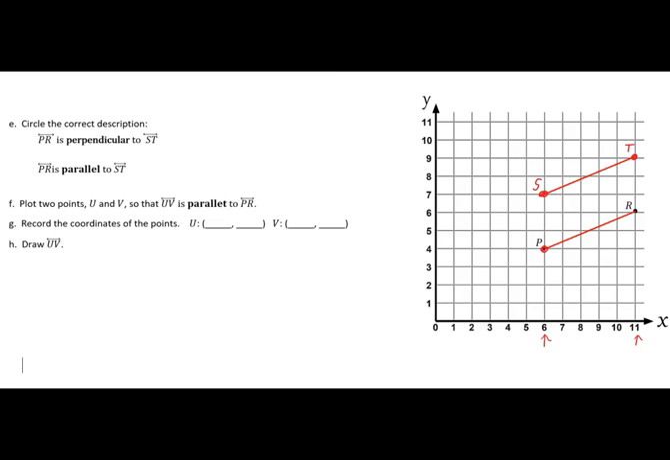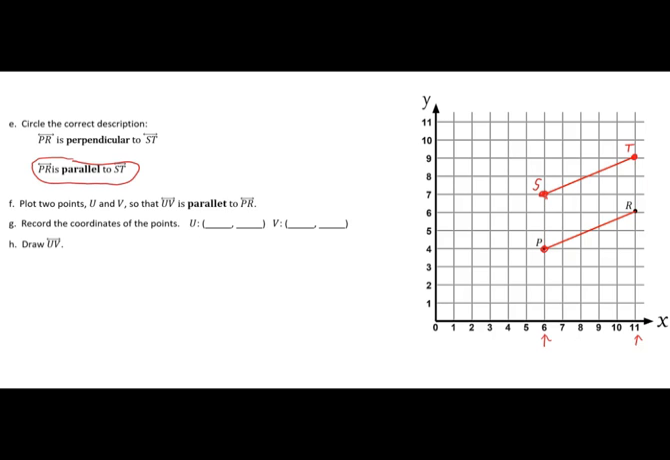Question E says, circle the correct description. PR is perpendicular to ST, or PR is parallel to ST. So my lines or line segments are both running in the same direction, and you can see that they remain the same distance apart. The distance from P to S is 3 units. The distance from R to T is also 3 units.